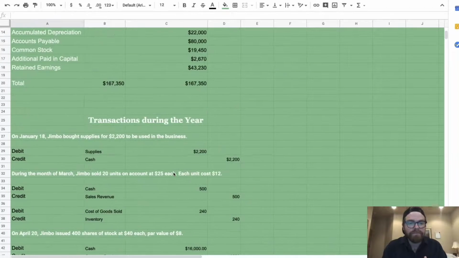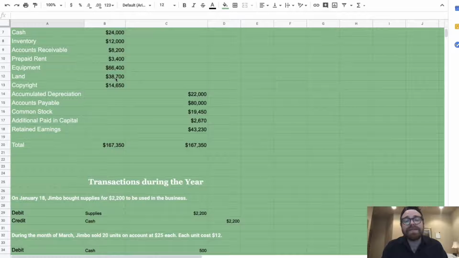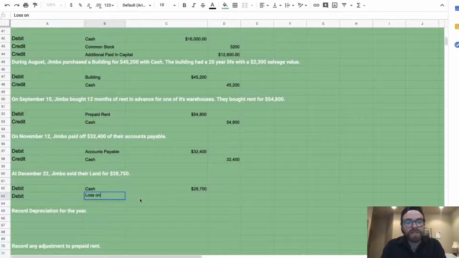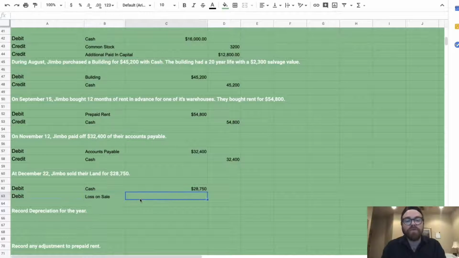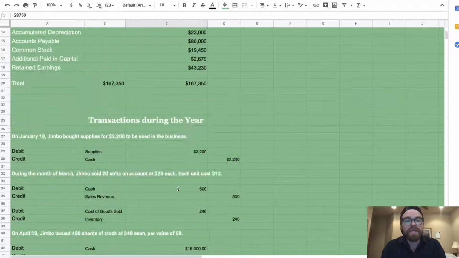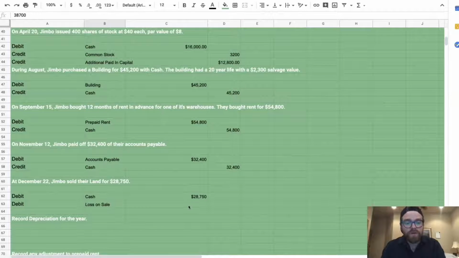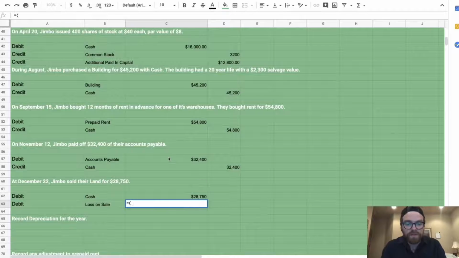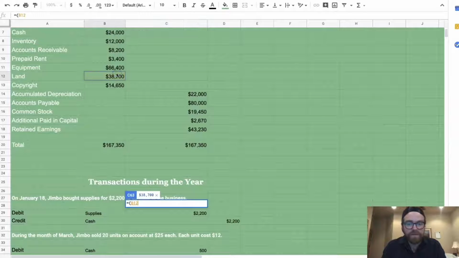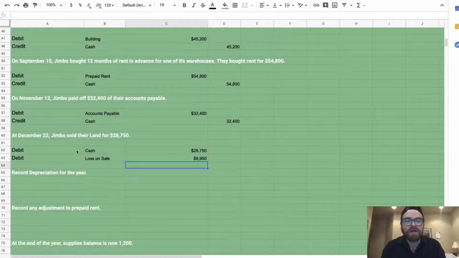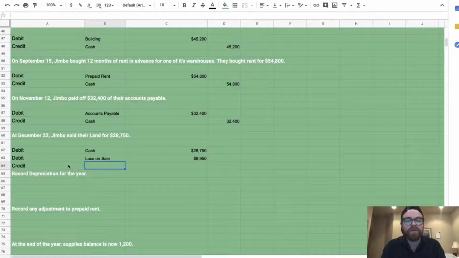So let's take a look here. Land was $38,700 when we got it, but then we only sold it for $28,750. Interesting. So what we're going to do here is going to be a debit to loss on sale. I know it's a loss, and I'll tell you why. Because what we sold it for is less than what we got it for. So that's a loss on the sale. So how do we calculate that? We do equals, go up here, take this number minus this number. And that's our loss.